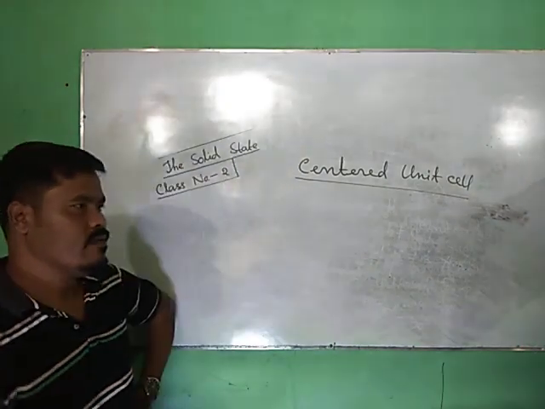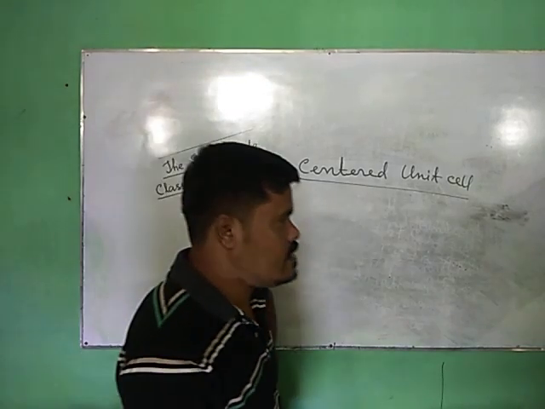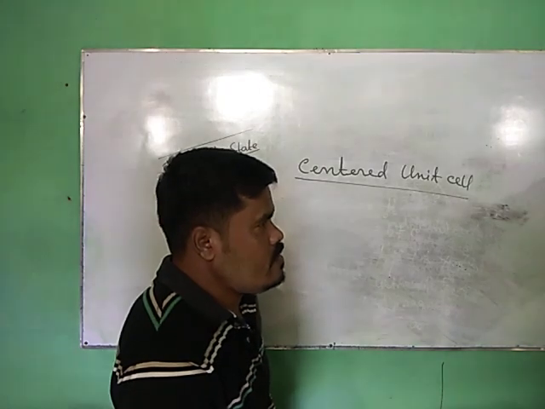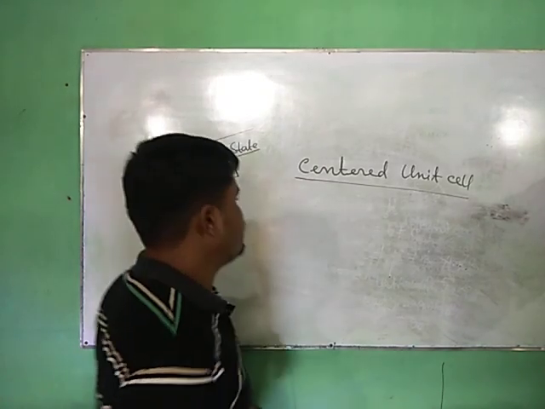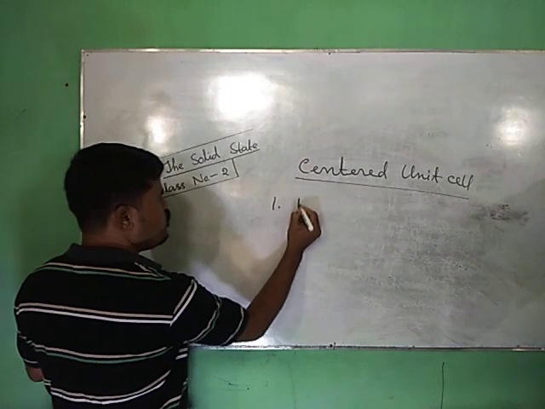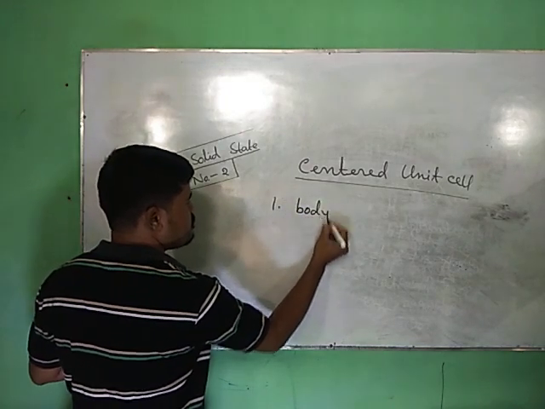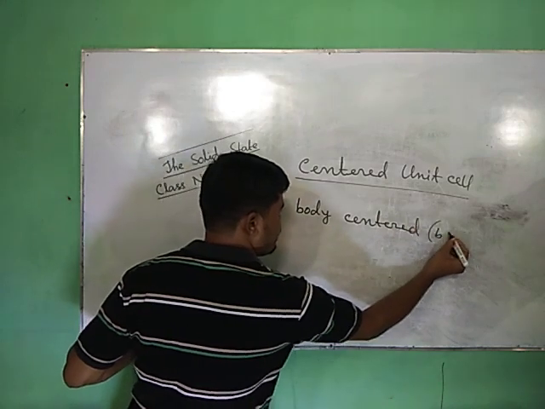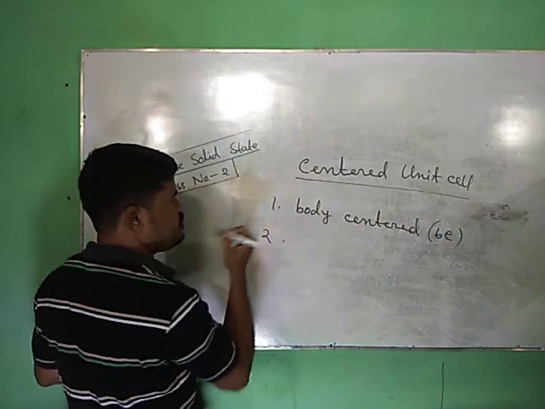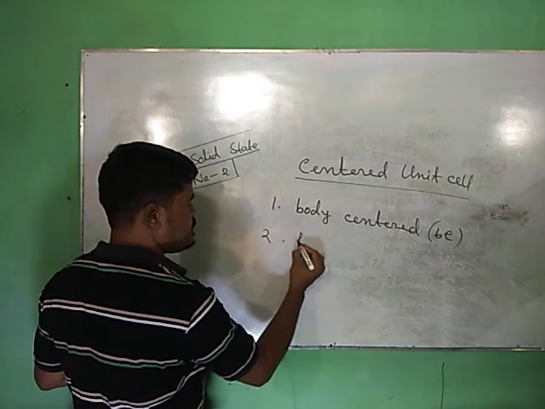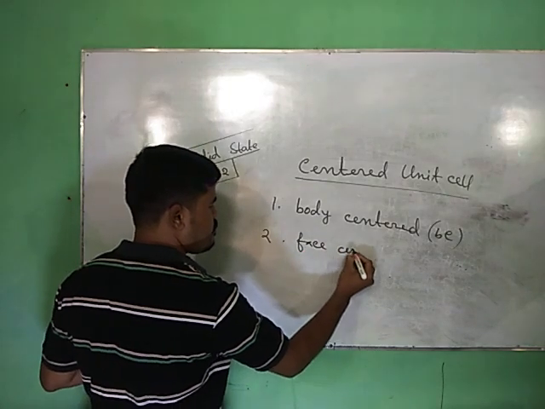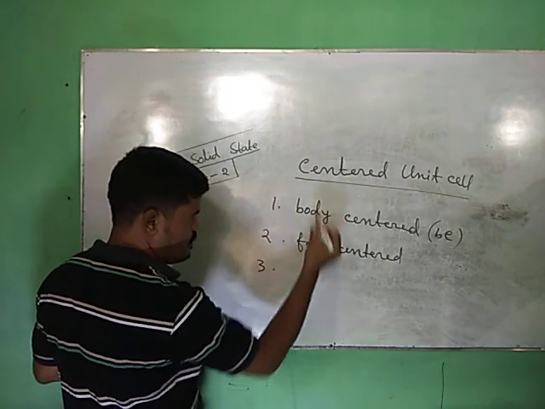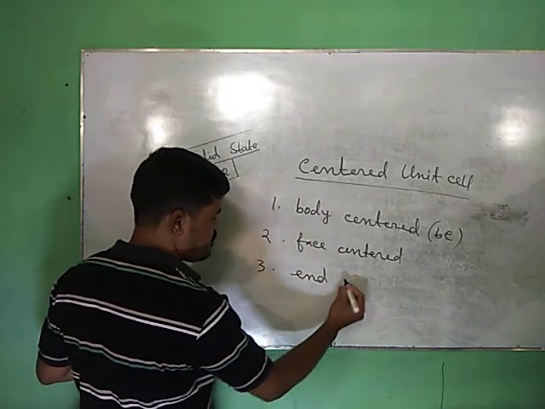We can divide centered unit cells into three types. Okay, what are those? Number one, I'm mentioning body centered. Okay, number two, face centered. Okay, number three, end centered.